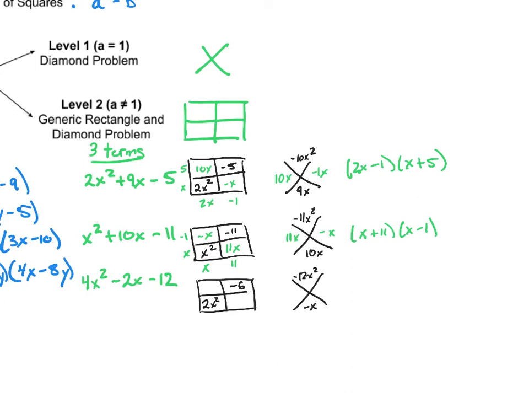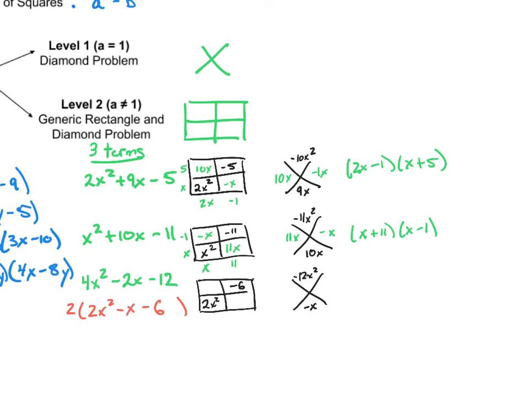Now this third example is the one that we said had a greatest common factor of 2. So we're going to pull a 2 all the way out, and so then you have 2x squared minus x, and then minus 6. So note that is how this generic rectangle is set up. That's really important that you always do that first, where you pull out your greatest common factor. Trust us, it'll make the rest of the problem a lot easier.